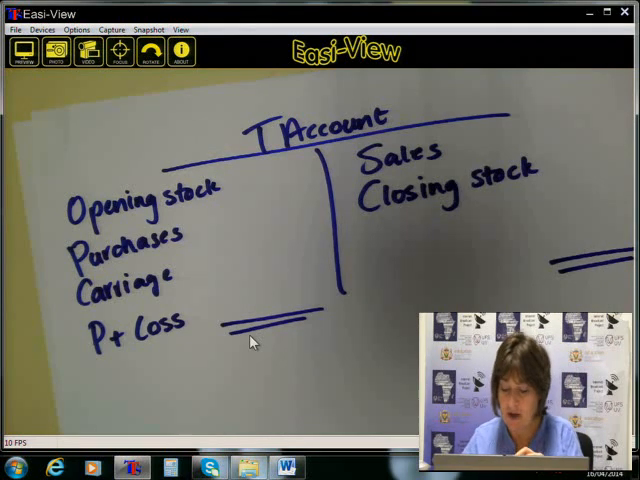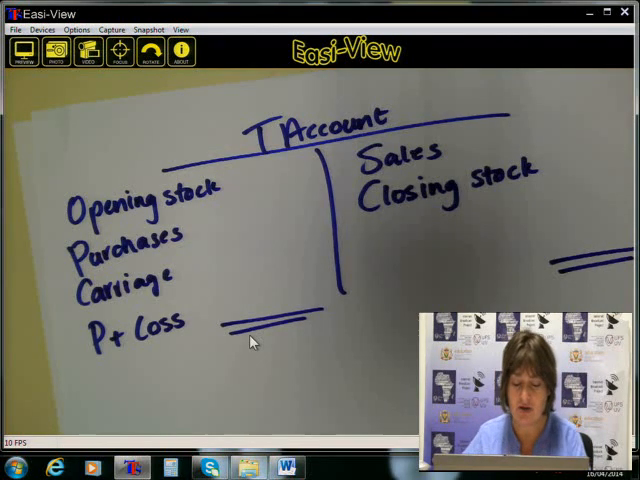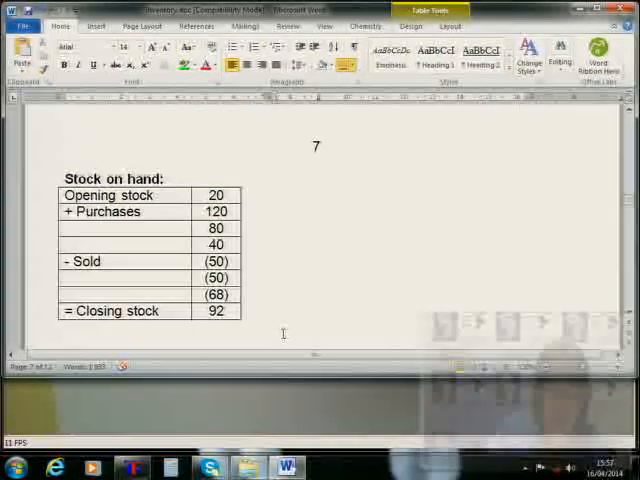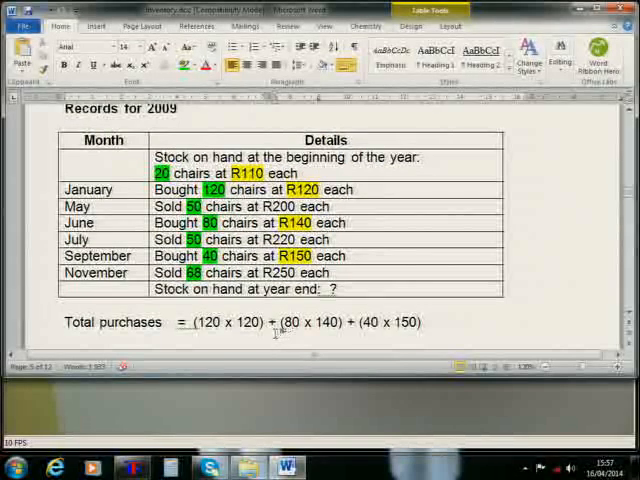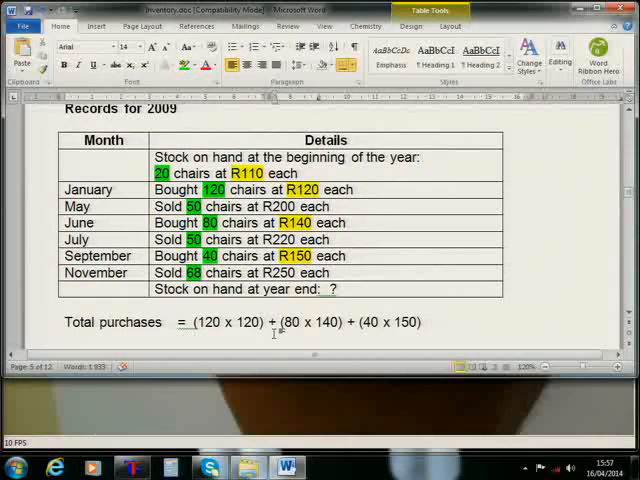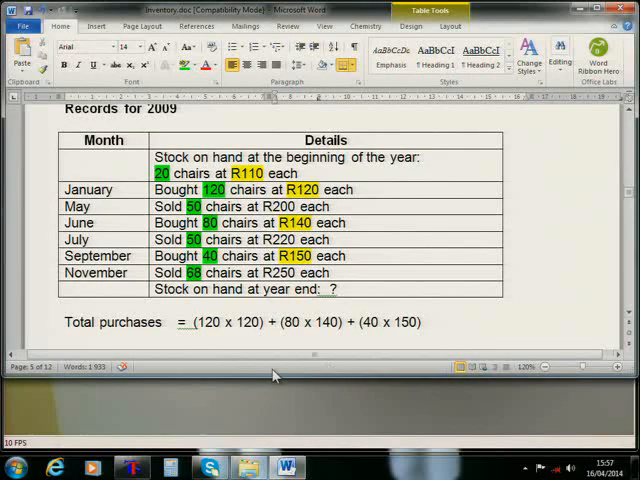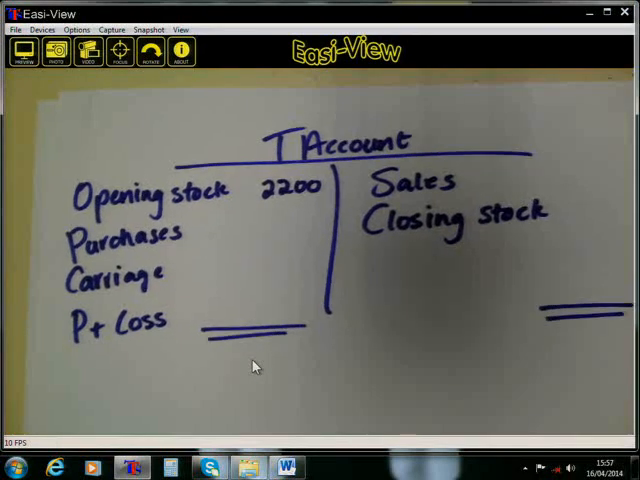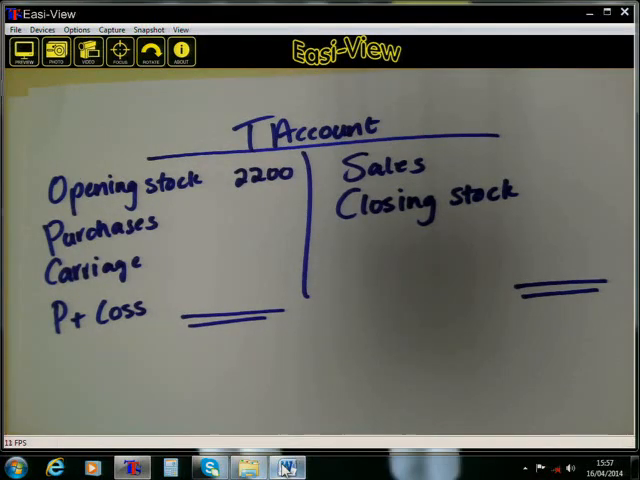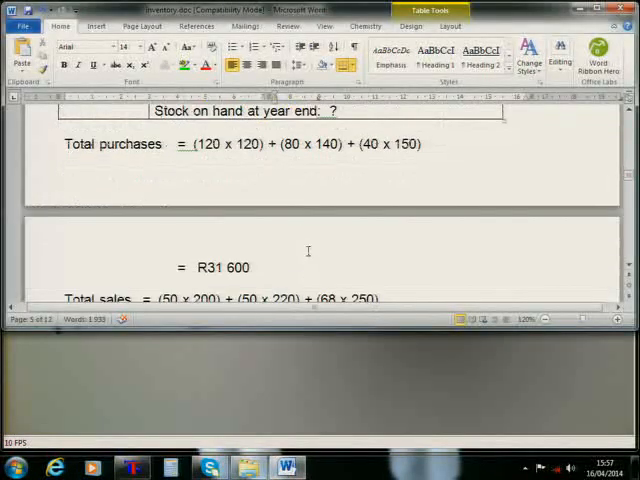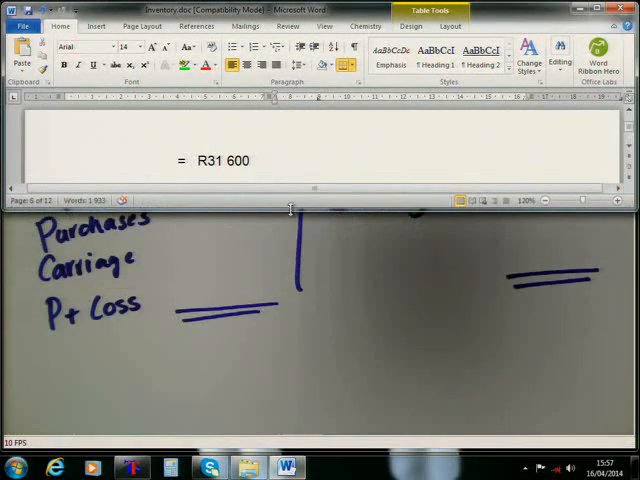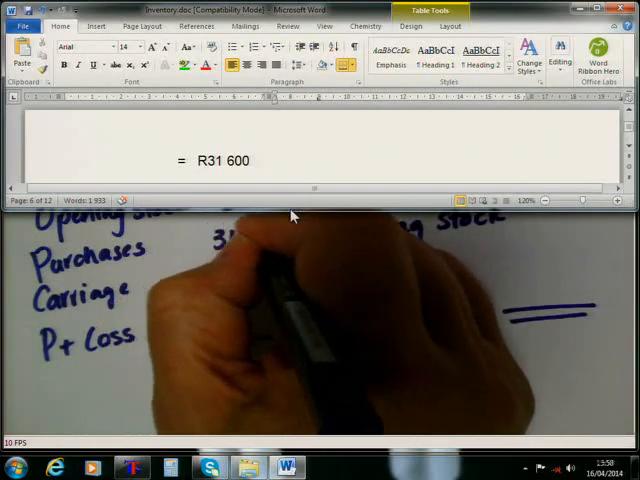Okay. The opening stock was the 20 times the 110 rand. Let me quickly show you. There's your opening stock. 20 chairs times 110 rand. That gives us 2,200 rand. That was opening stock. Purchases was the one that we calculated there. There's our total purchases. 31,600.